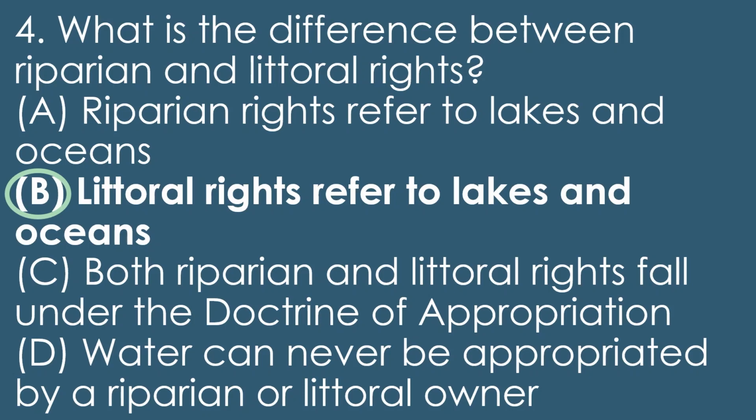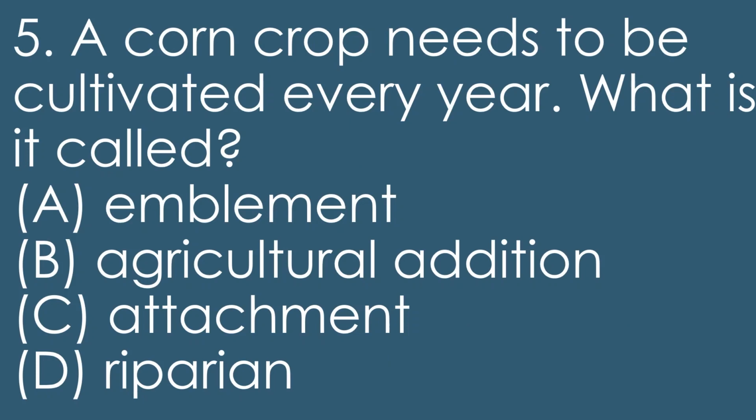So the best answer is B. Littoral rights refer to lakes and oceans, whereas riparian rights, those refer to streams, rivers, and water courses. So let's move on to question number 5. A corn crop needs to be cultivated every year. What is it called? A, emblement, B, agricultural addition, C, attachment, D, riparian.